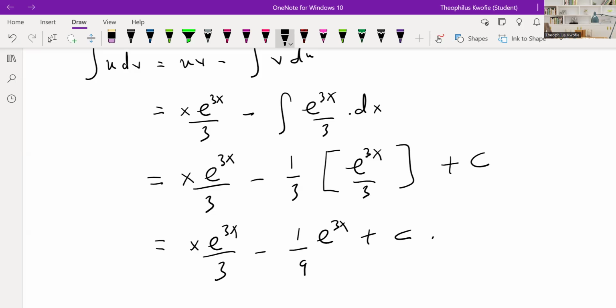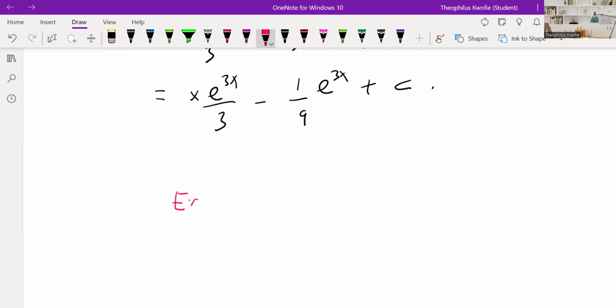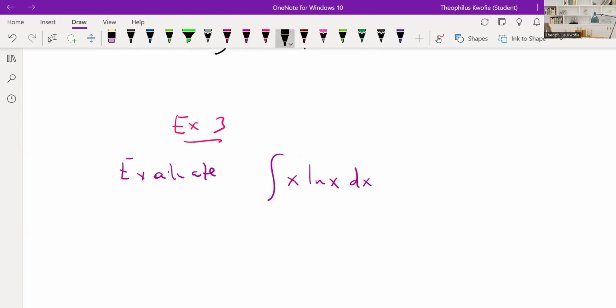Let's solve another interesting problem. So suppose I give you this problem to try on your own. Example 3. Suppose I ask you to evaluate the integral of x multiplying ln x. If I ask you to solve this problem, well then what do we do? If I were you, as I keep mentioning, you just have to write down our LATTE.